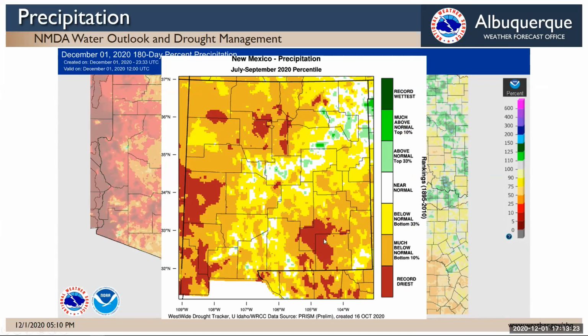Red is record driest for those areas. You're certainly seeing along the Arizona-New Mexico border, southeastern New Mexico, parts of the Sangre de Cristos and the Jemez, and the lower extension of the San Juan River Valley, lowest on record. You see it again moving through parts of northeastern New Mexico.